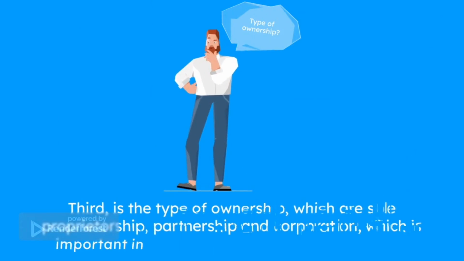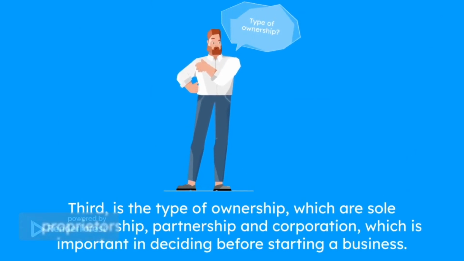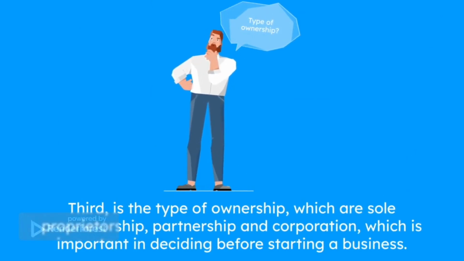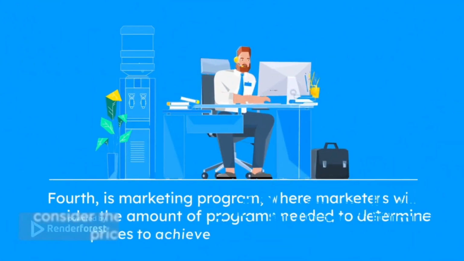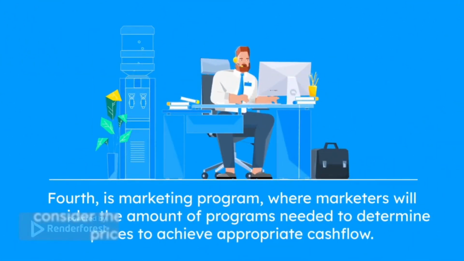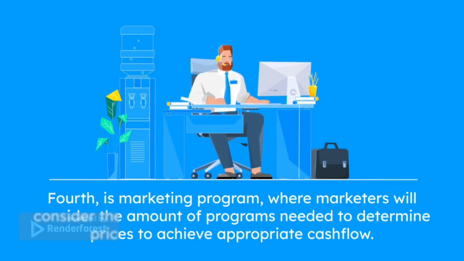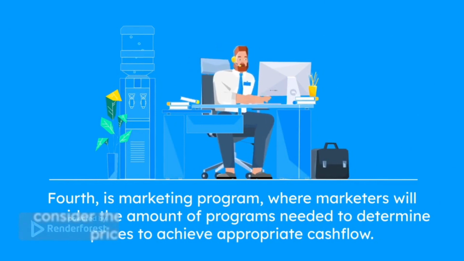Third, is the type of ownership, which are sole proprietorship, partnership and corporation, which is important in deciding before starting a business. Fourth, is marketing program, where marketers will consider the amount of programs needed to determine prices to achieve appropriate cash flow.